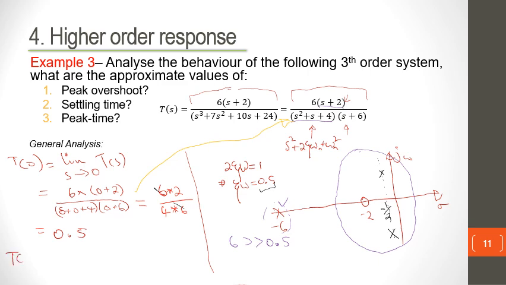So our approximate transfer function then is, we keep s plus 4, and then on top we keep s plus 2, right?